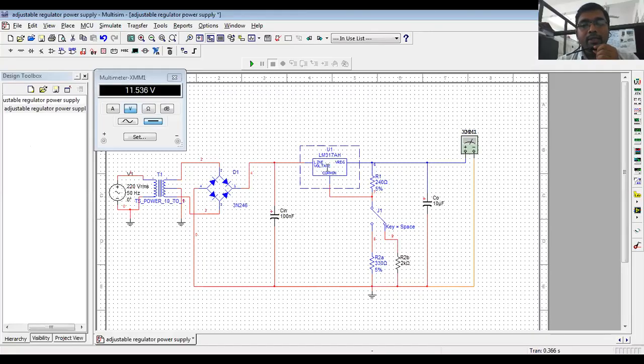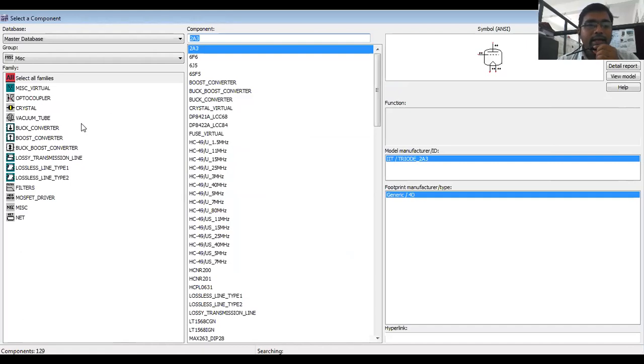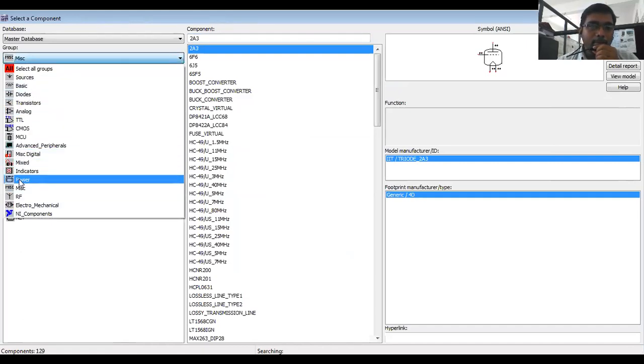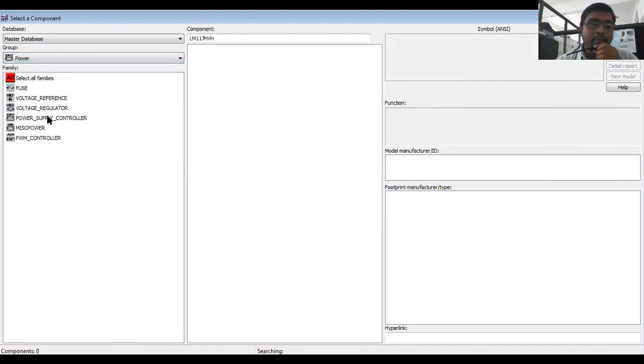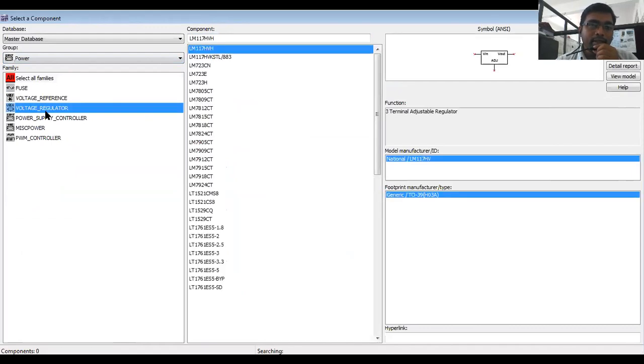Then you have to select the LM317, that is available in some Multisim versions. It is available in the mixed components, in some it is in power. Here the power is a voltage regulator. Here the ICs are available. In the version I have taken here, it is not displaying LM317, it is displaying LM117. That is also equivalent to it. You can also select this 3 terminal adjustable voltage regulator.